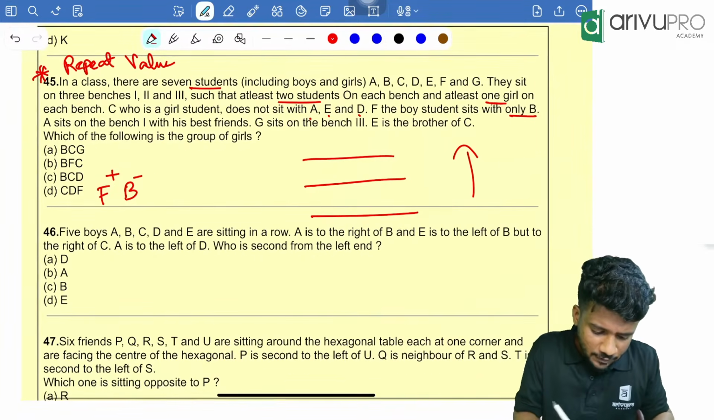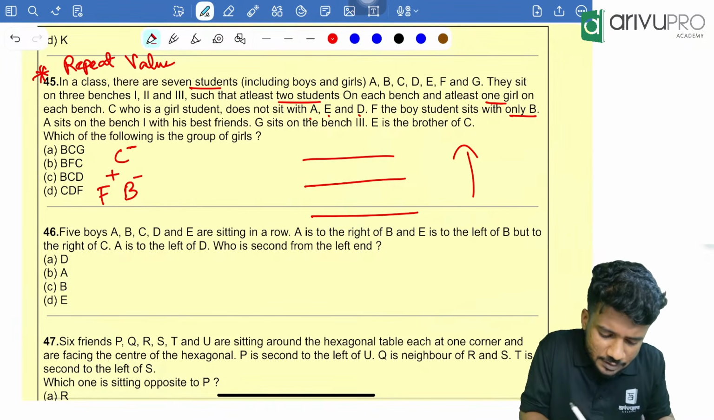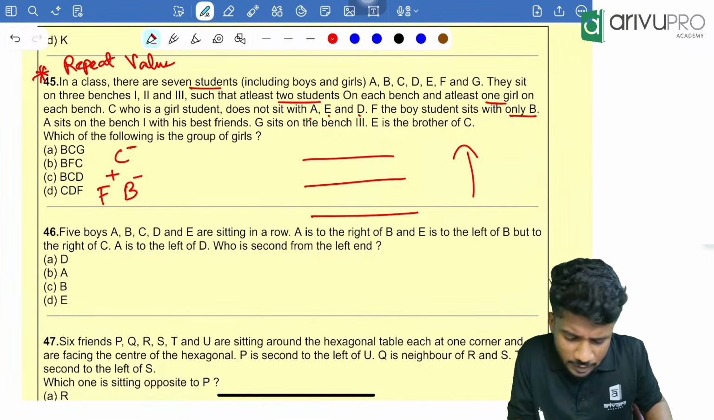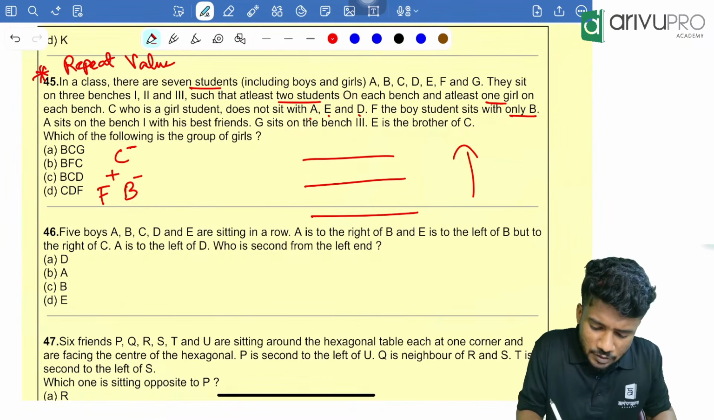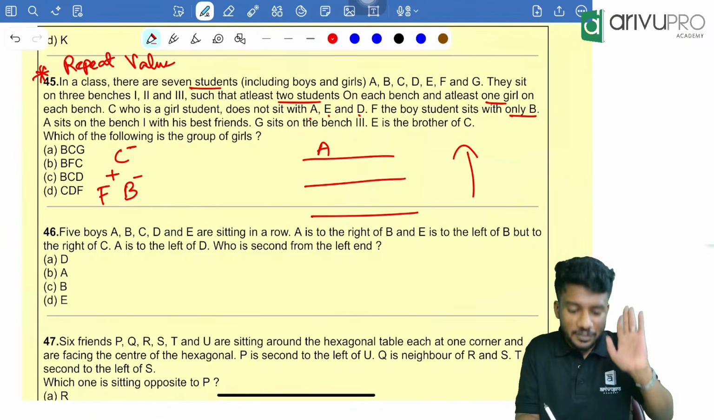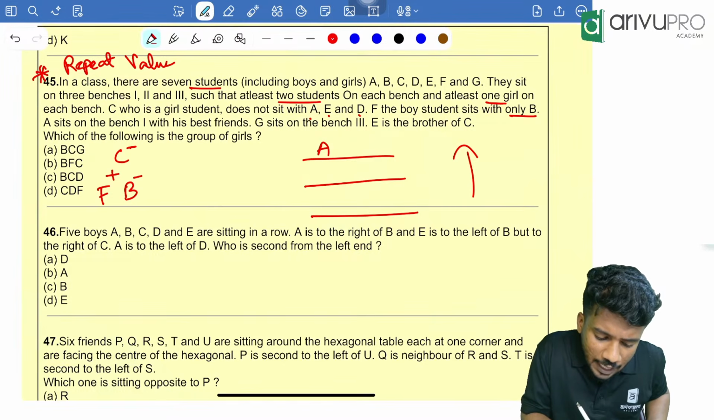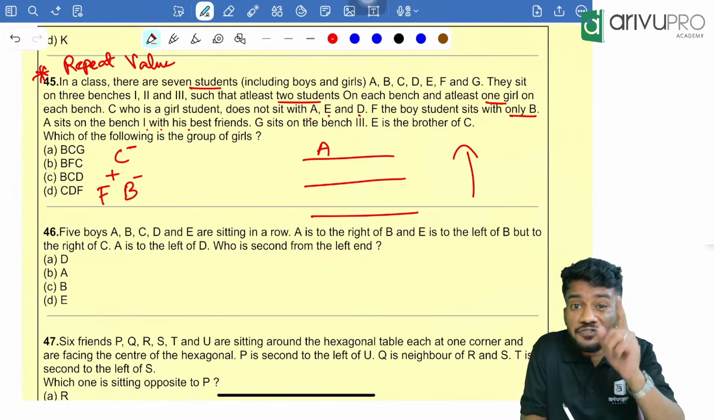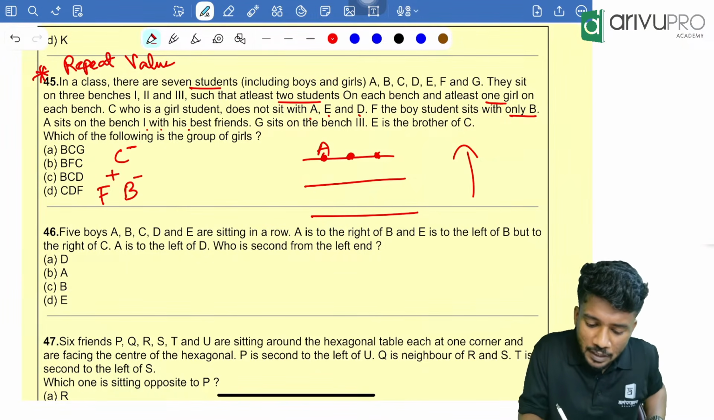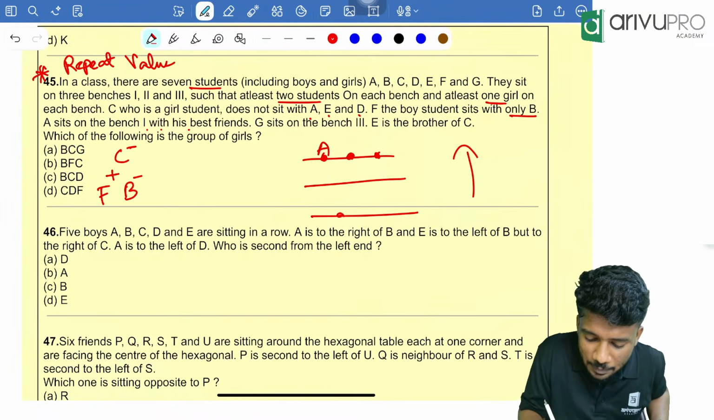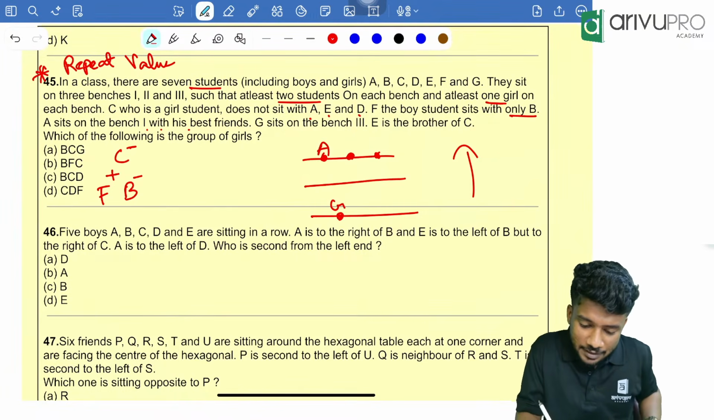Then what is given? C is a girl student. Correct? Then what else is given? A sits on the first bench. So A is sitting on the first bench, with his best friends. That means 2 more people can be there. Okay, A is there and 2 more people can be there. G sits on the third bench. That means G is sitting in the third bench.